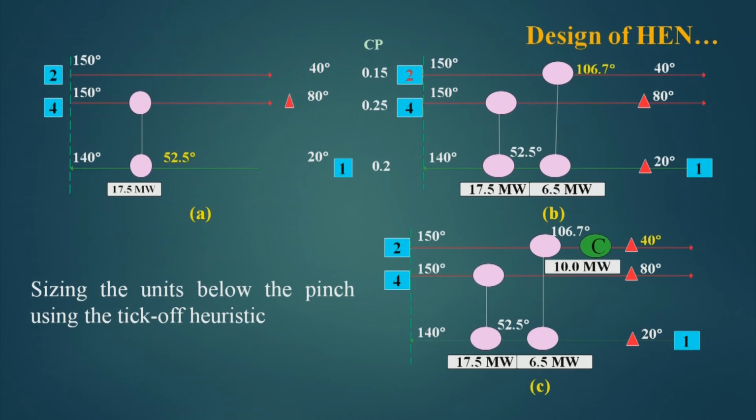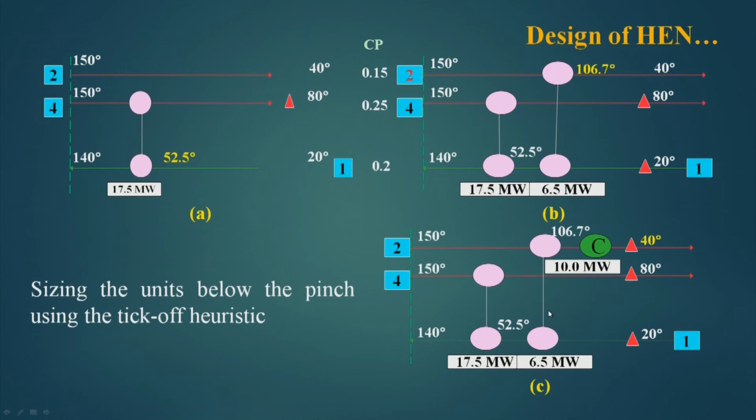Now, all these 3 streams are ticked off, and from the pinch temperature all these 3 streams have reached their target temperature. These are 2 target temperatures and this has reached the supply temperature, plus the cold utility requirement by the PTA has been reached. That means the cold utility target has been achieved.